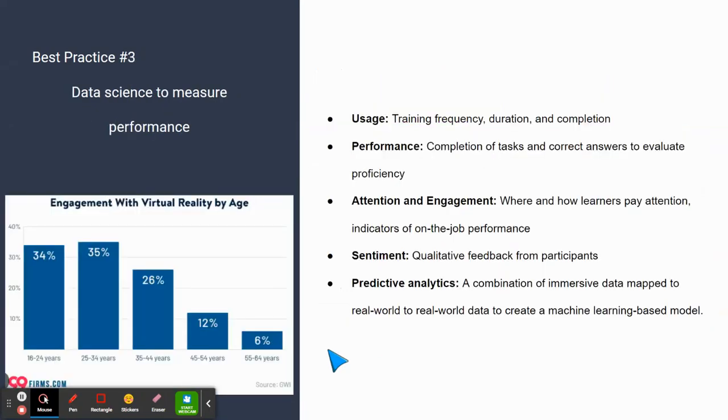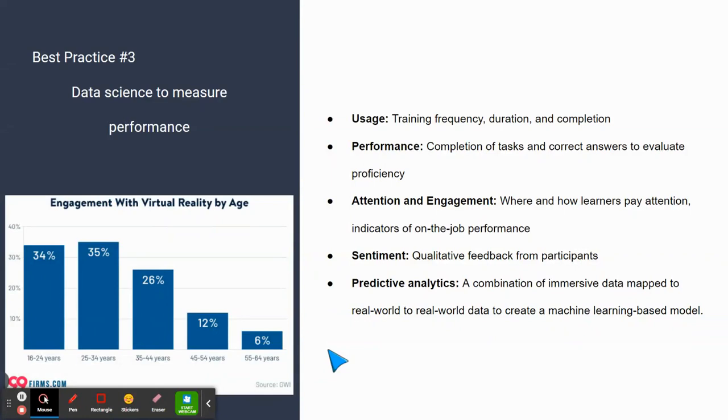Then the next thing is use data science to measure performance. To check the usage: how often the training is used, the duration of the training, and the amount of people or how much completion is done. Performance: completion of task, and correct answers to evaluate the proficiency. So it's great if people are getting through the VR experience, but if they're not getting the correct answers or getting to the desired outcomes, that's not good.